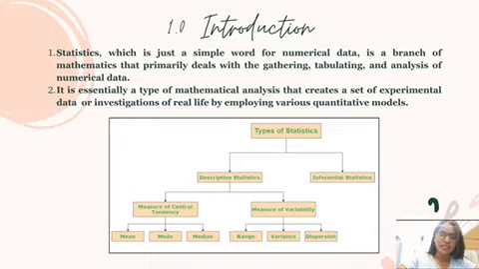The diagram shows types of statistics, which are descriptive statistics and inferential statistics. The descriptive statistics are divided into two types, which are measure of central tendency and measure of variability. The measure of central tendency is mean, mode, and median. And then the measure of variability is range, variance, and dispersion.